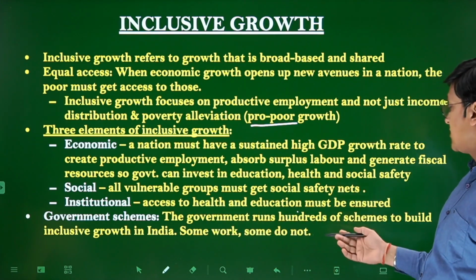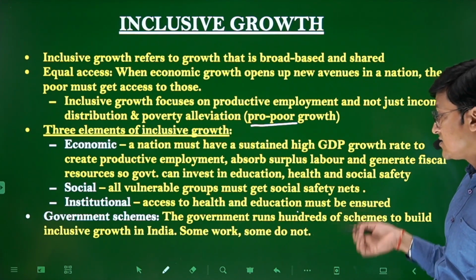Government schemes. The government should run hundreds of schemes to build inclusive growth in India. Some work, some don't work.